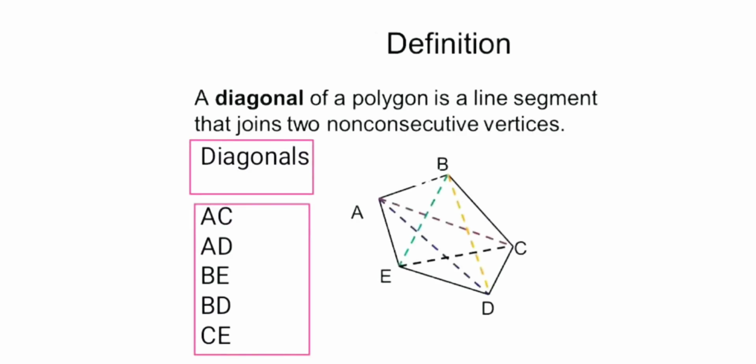Next is diagonals. A diagonal of a polygon is a line segment that joins two non-consecutive vertices. Here I have taken a pentagon ABCDE, where A and C are two non-consecutive vertices. If we join AC, we get a diagonal. Similarly, AD, BE, BD and CE are other diagonals of the pentagon. So AC, AD, BE, BD and CE are the 5 diagonals of the pentagon ABCDE. If we join two non-consecutive vertices, we get a diagonal of that polygon.